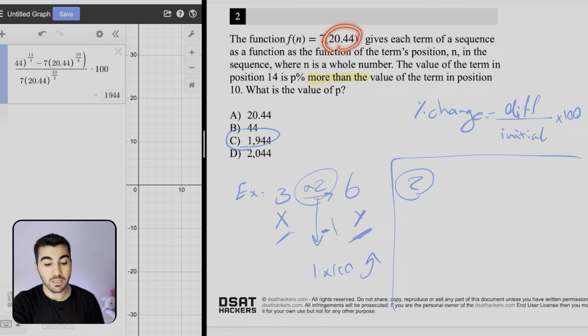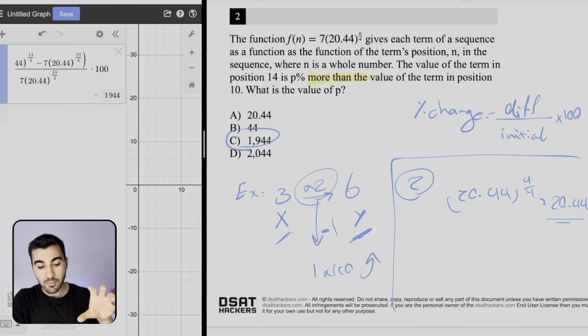So I'm looking for only this number, and the difference between this term and this term is 4 units, right? So I'm gonna plug 4 here. It's gonna give us 20.44 to the power of 4 over 4, which is gonna give us 20.44, right? This gives us how much times the term in position 14 is the number in position 10, or how much percent of, if you multiply this by 100.